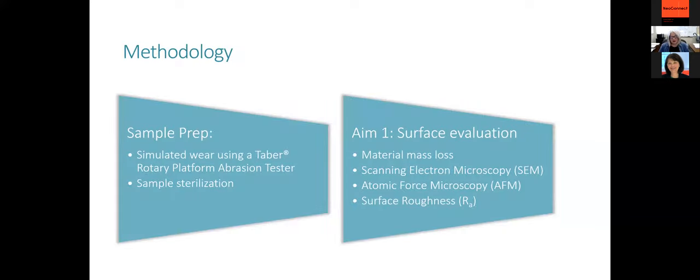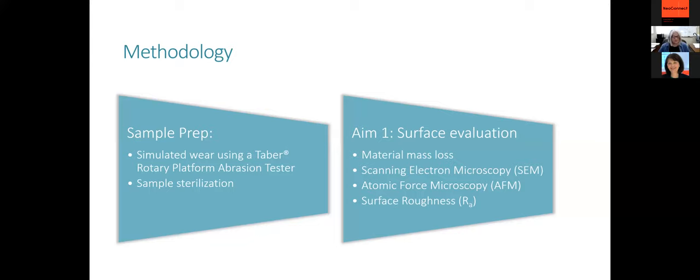So the methodology of our MRSA study, we did a number of things. First of all, from a sample prep standpoint, we did a simulated wear using a Taber rotary platform abrasion tester. To do that, we looked at the standards that were available, and we found that there were a variety of standards for wear testing based on the material. From my perspective, the wear doesn't change depending on, if you have a counter installed at a nurse's station, whether it's made out of laminate or solid surface, it's still being worn the same way.